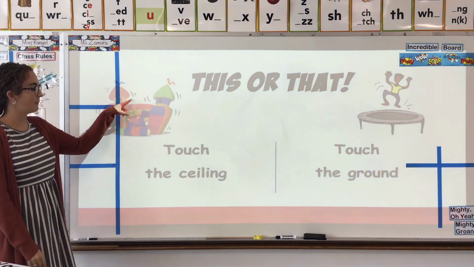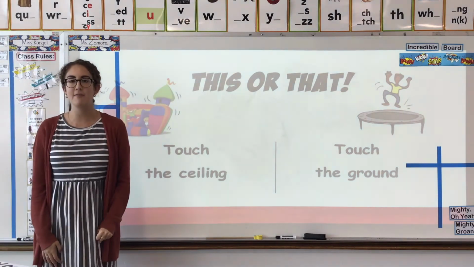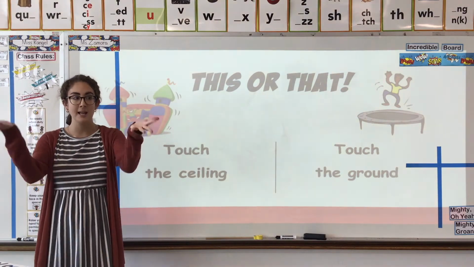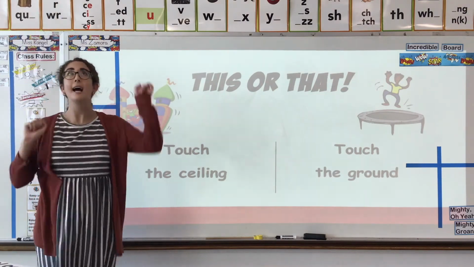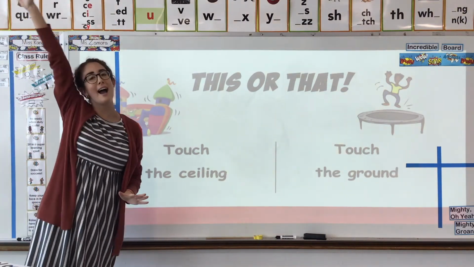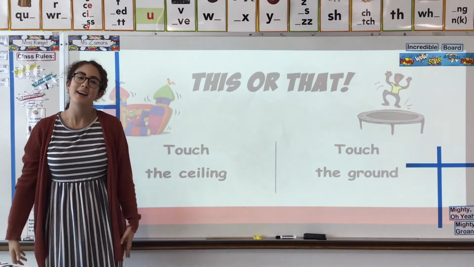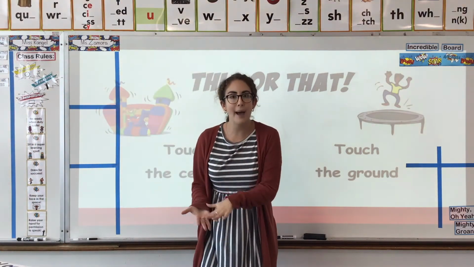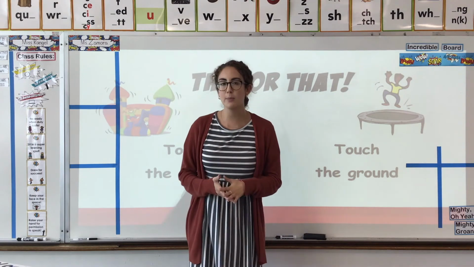I would pick the jumper, so I'm going to touch the ceiling 5 times. Are you ready? Here we go. 1, 2, 3, 4, 5. That is it. So let's go ahead and sit back down. Thank you for moving your bodies.